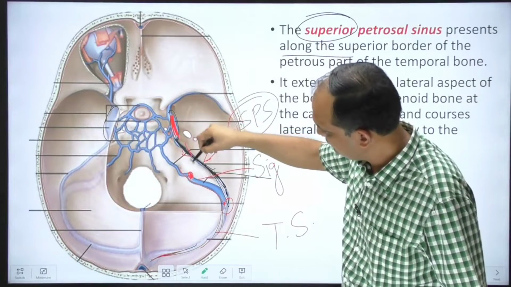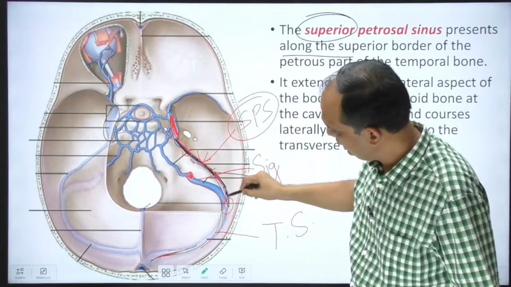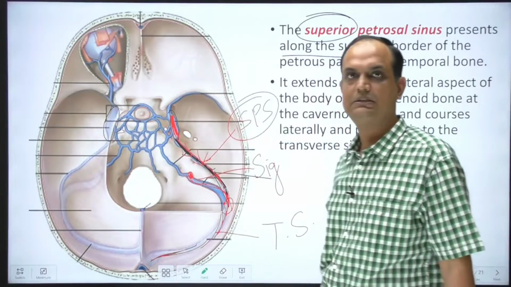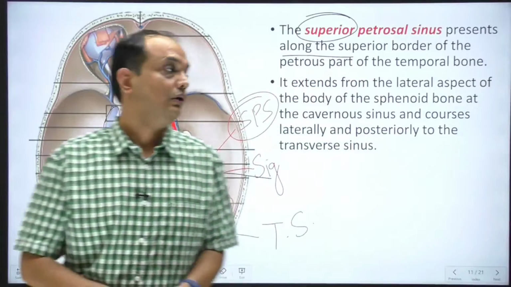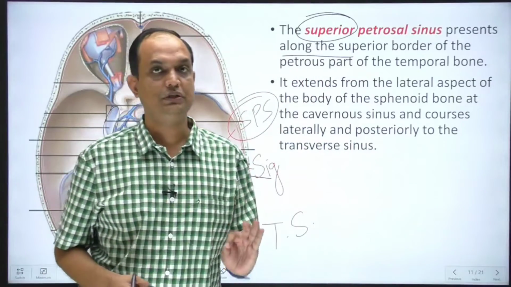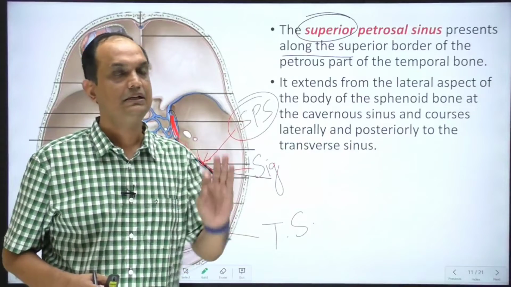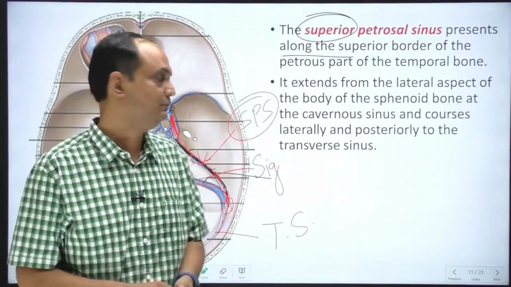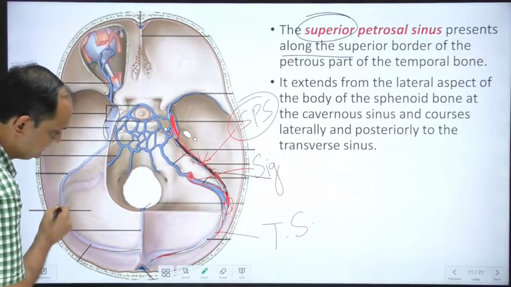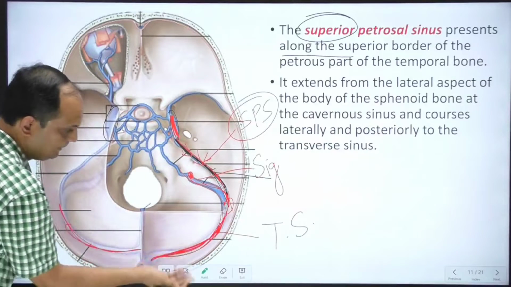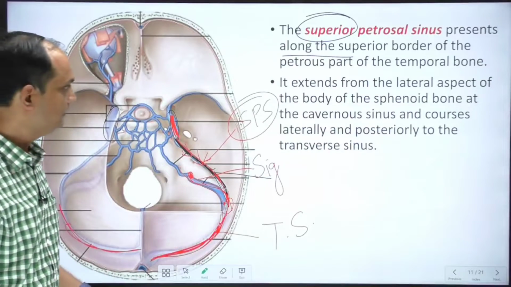It is going posteriorly, then it is joining the transverse sinus where it will continue as a sigmoid sinus. Clear? So you are able to understand the position of superior sagittal sinus, inferior sagittal sinus, transverse sinuses and sigmoid sinuses. So transverse sinuses are present here on both the sides, posteriorly on inner aspect of your occipital bone.